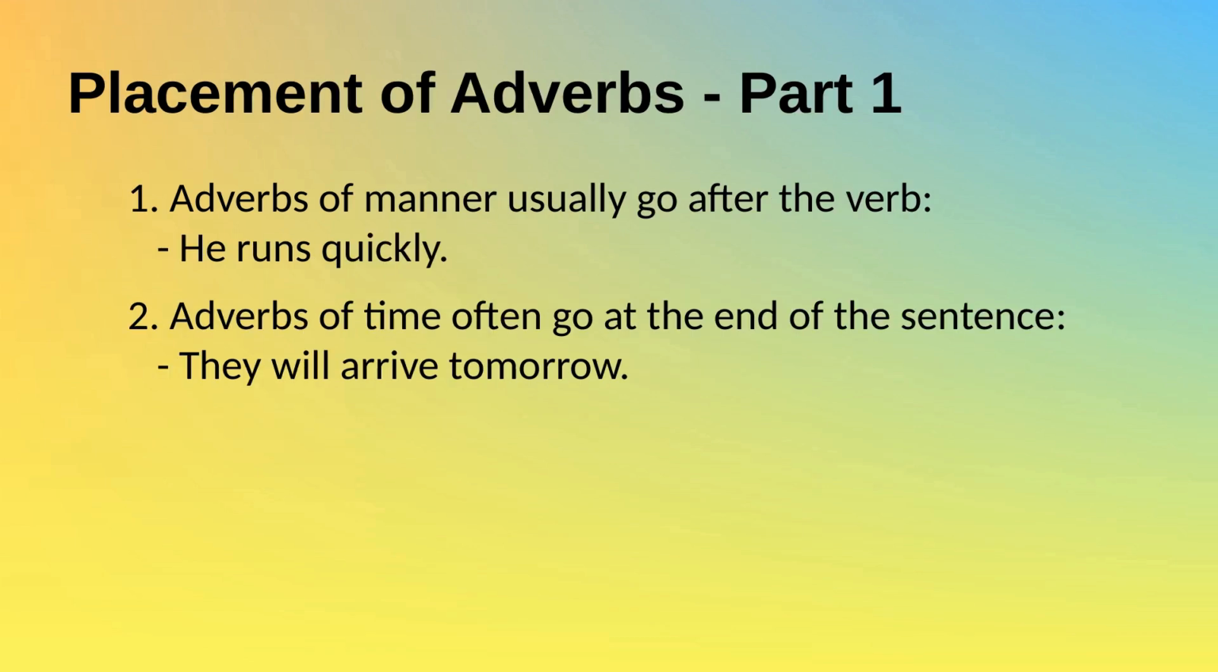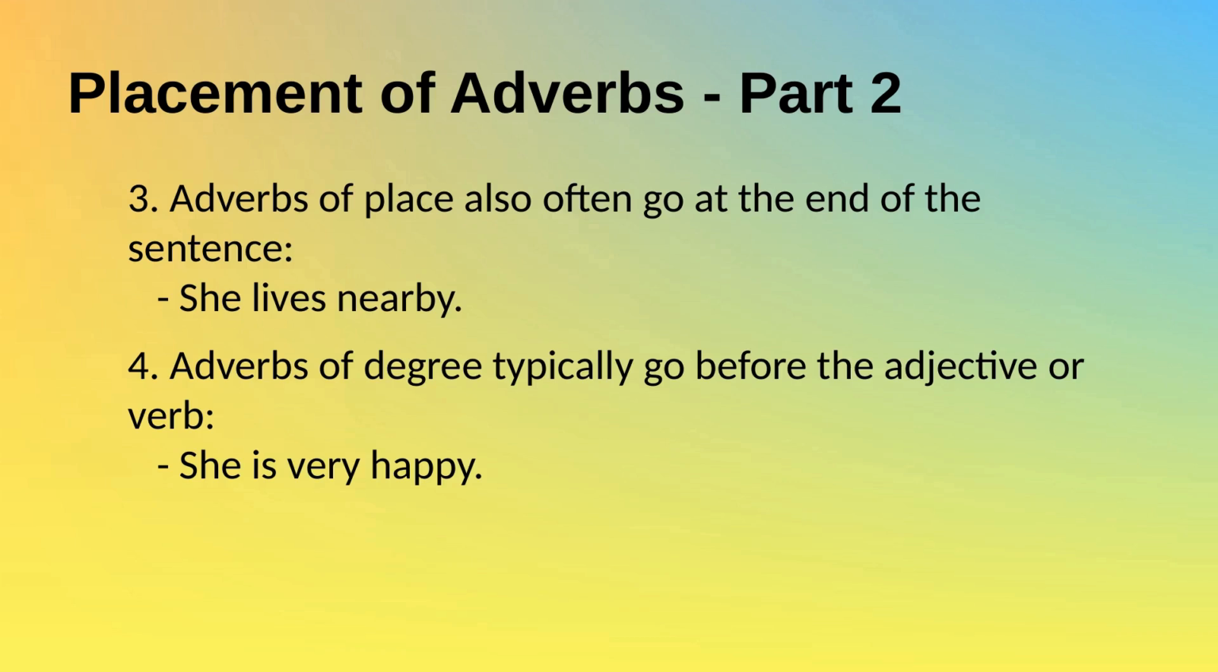Now let's look at where adverbs are placed in a sentence. First, adverbs of manner usually come right after the verb. For example, he runs quickly. Secondly, adverbs of time often go at the end of the sentence. For instance, they will arrive tomorrow. Continuing on, adverbs of place also tend to go at the end. Like in this example, she lives nearby. Lastly, adverbs of degree typically go before the adjective or verb. For example, she is very happy.